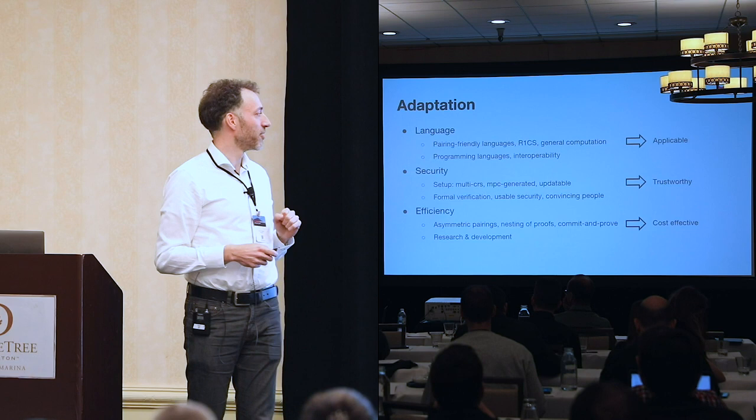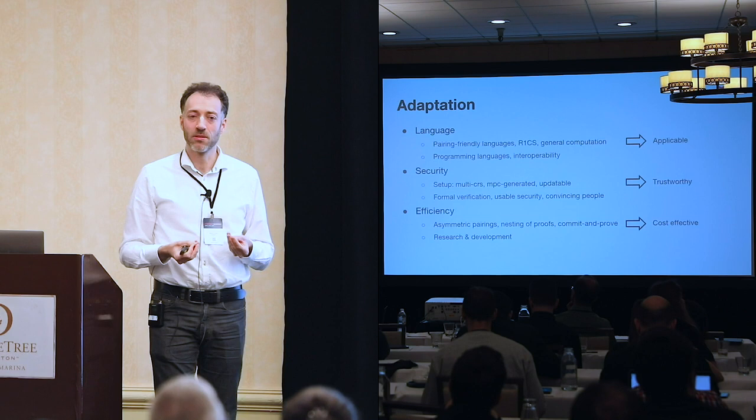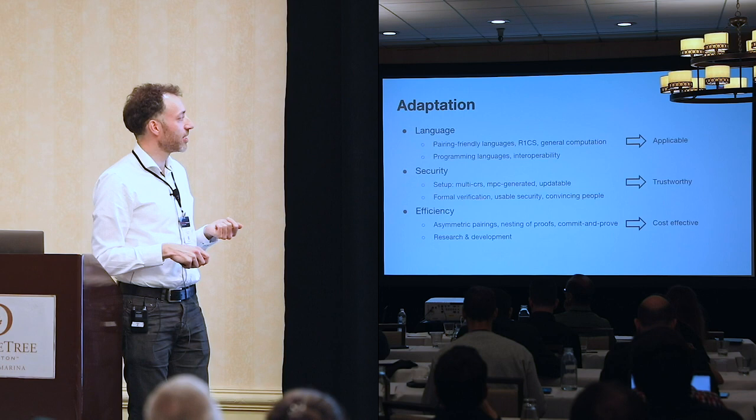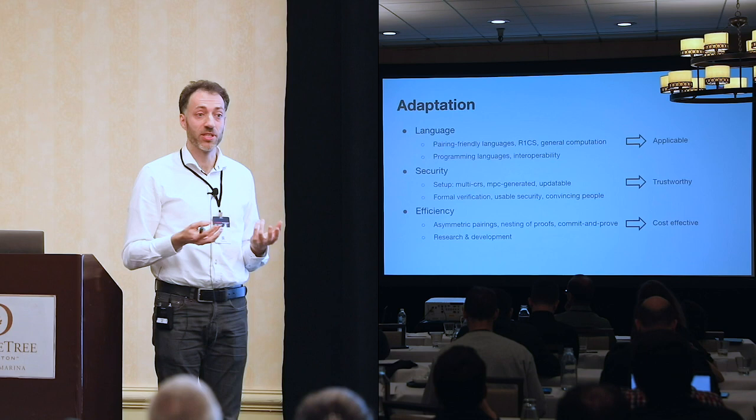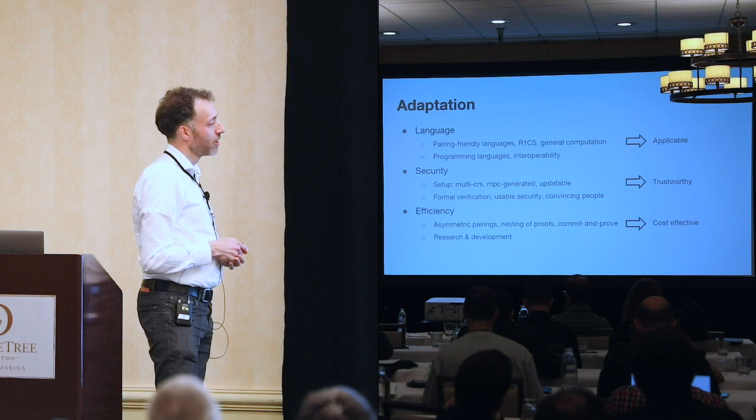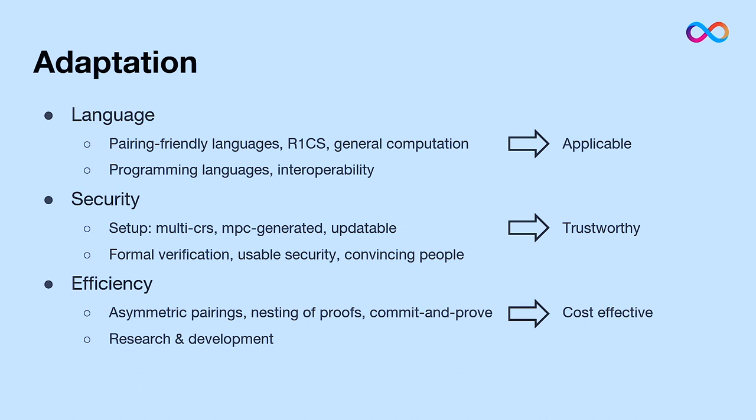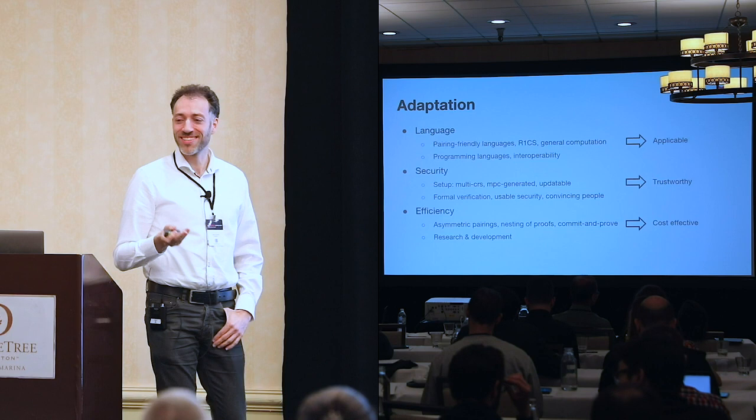And of course, this goes to the question of how we can build trustworthy SNARKs. And I think there's a lot more to be done there. There's formal verification of the kind of security proofs that we have, because we know that sometimes they have bugs in them. And there's also a question of how you make this usable and how you convince people who are outside the cryptographic community that this actually works and is secure. And not just convince them, but actually convince them because it is true that it's secure.